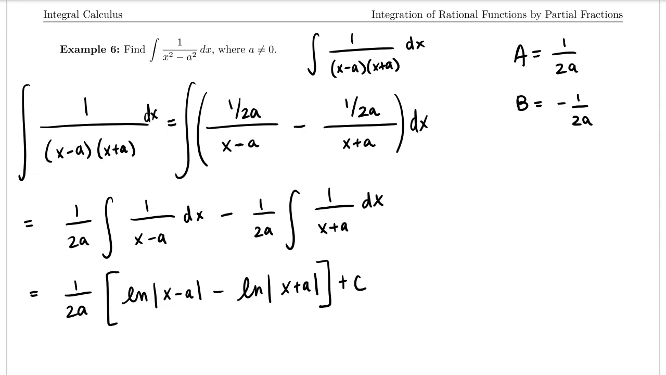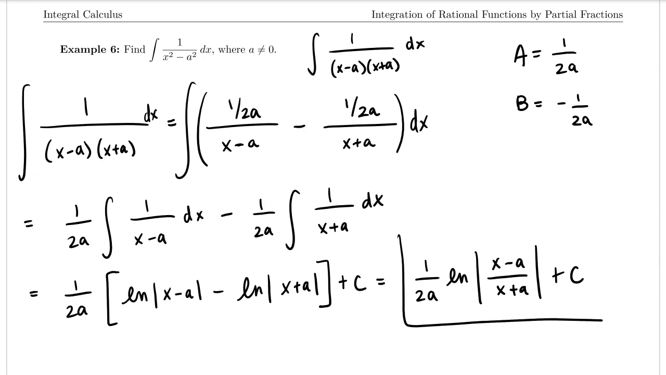Now, because we have a natural log minus a natural log, I can actually use one of the logarithm laws to combine that into a single logarithm if we wanted to. So this is equivalent to 1 over 2a times the natural log of the absolute value of x minus a over x plus a, and then plus C. So here is our final answer for this one.